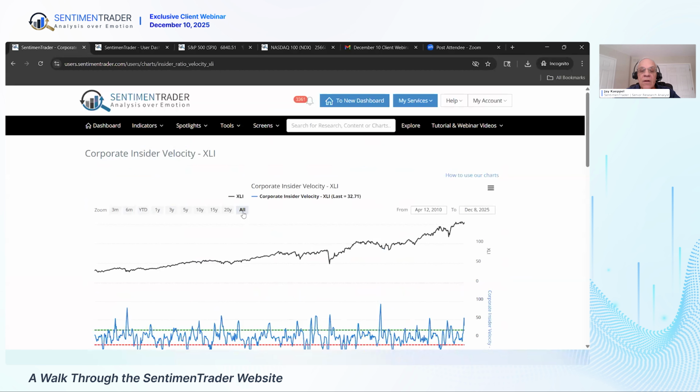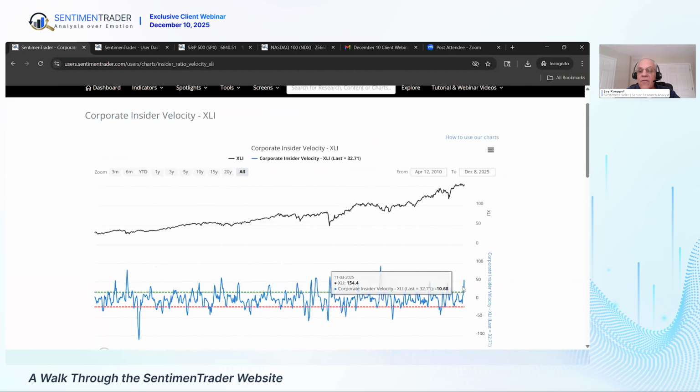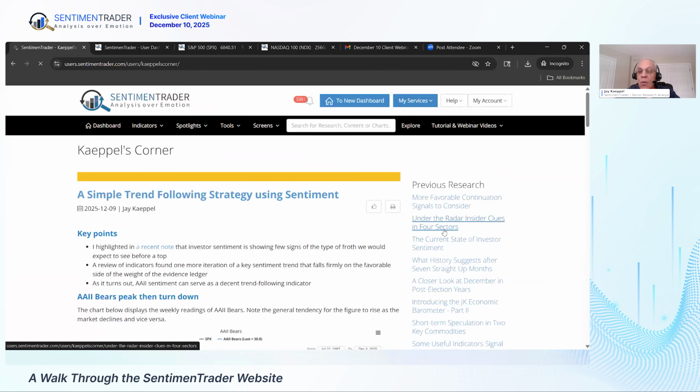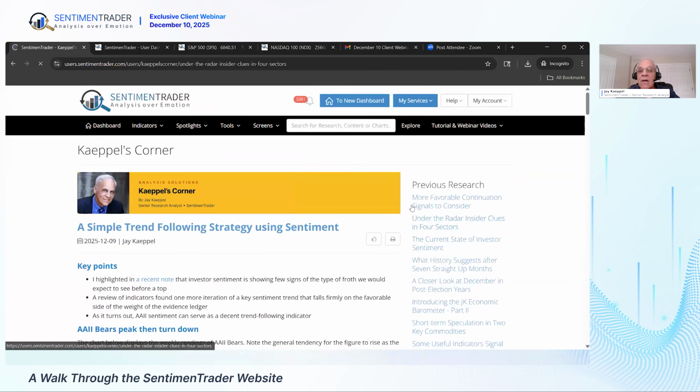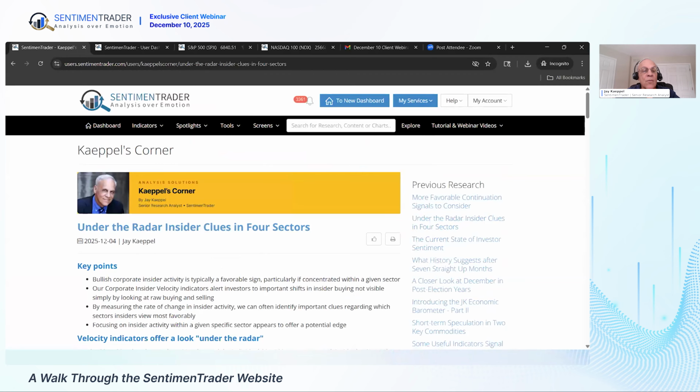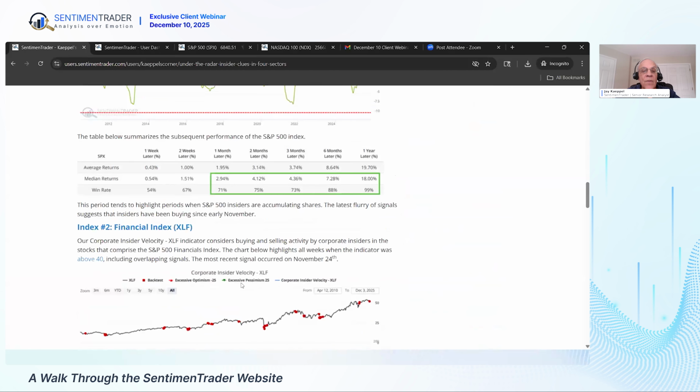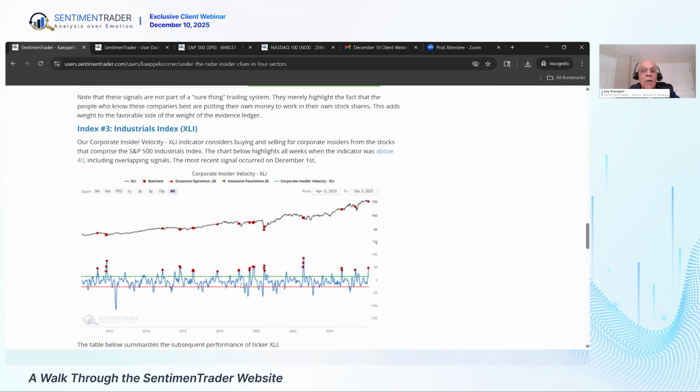So here's industrials, and anything above like 40 seems to be a decent number for a lot of these. In fact, let me just point out very quickly this article, Under the Radar Insiders. You can go back and read that from December 4th, and it's the very indicator I was just talking about. Okay, so industrials, the insiders in the industrial sector started all of a sudden buying a lot and not selling much at all for a 4-week period, and that offers a pretty good clue sometimes.